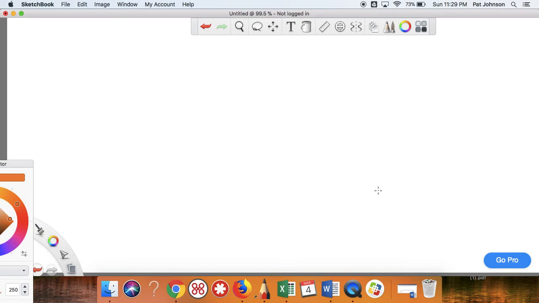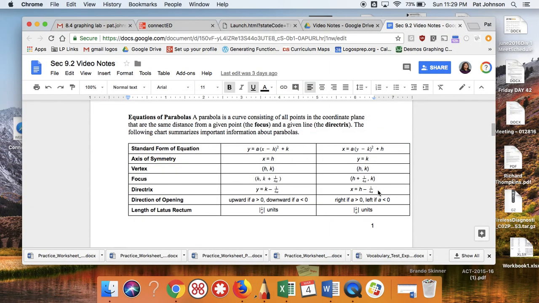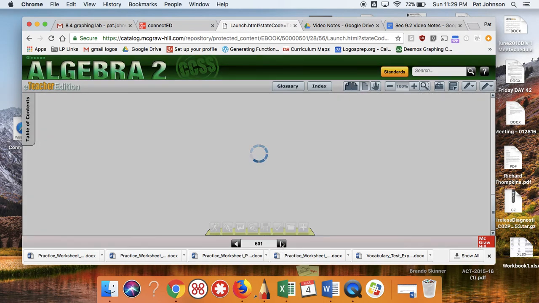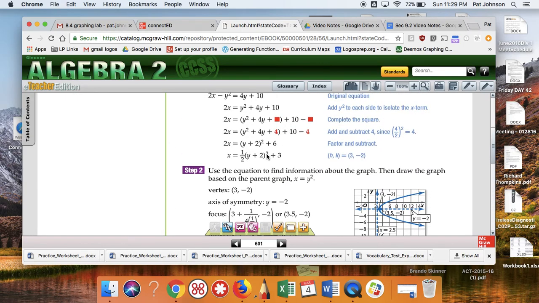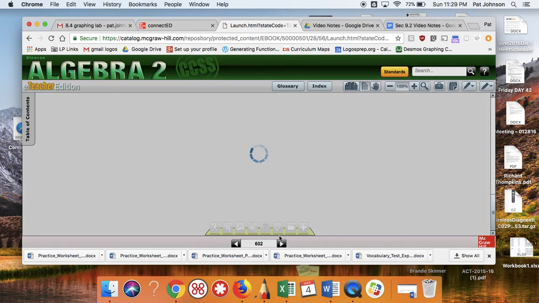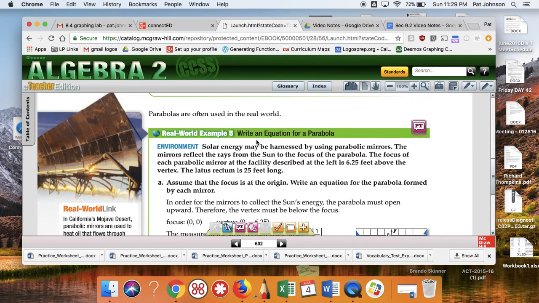All right, let's try another one with a word problem. And this gets confusing because it's physics, and this is not a physics class, so I don't expect you to know these terminologies, but I expect you to know how to use a regular word problem and how to fill in the pieces. Here, it'll give you a bunch of physics terms. Okay, so solar energy may be harnessed by using parabolic mirrors. The mirrors reflect the rays from the sun to the focus of the parabola.